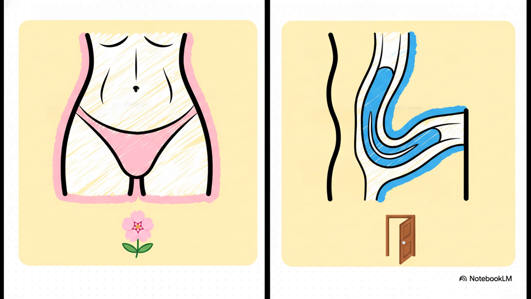The vulva encompasses all the external female reproductive organs, the whole shebang on the outside, whereas the vagina specifically refers to the internal entrance and canal. Getting this terminology totally locked down is your very first step to success.